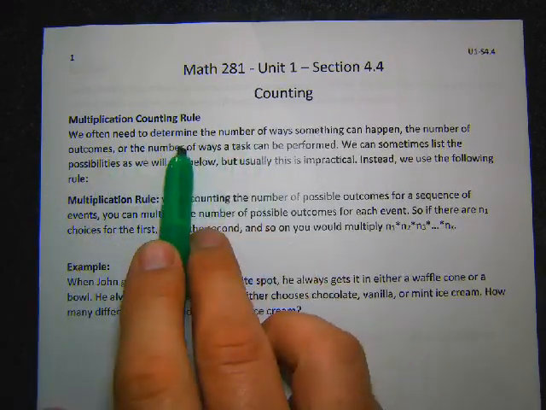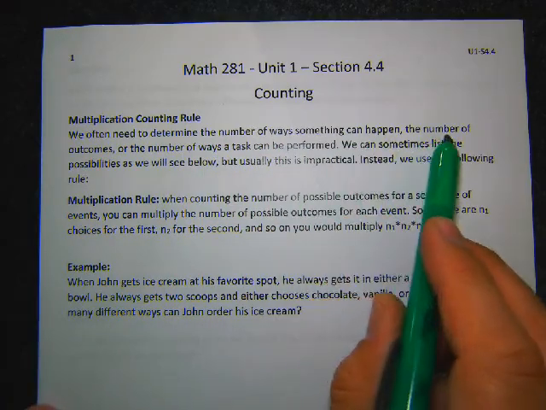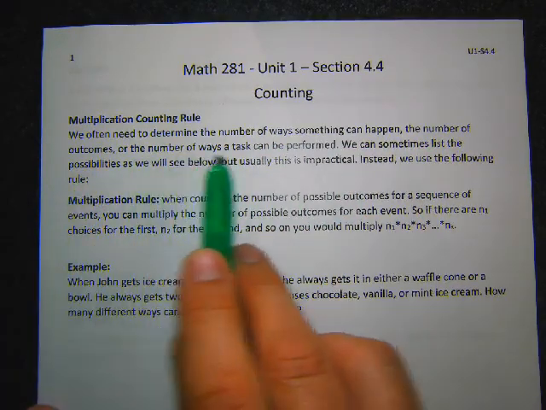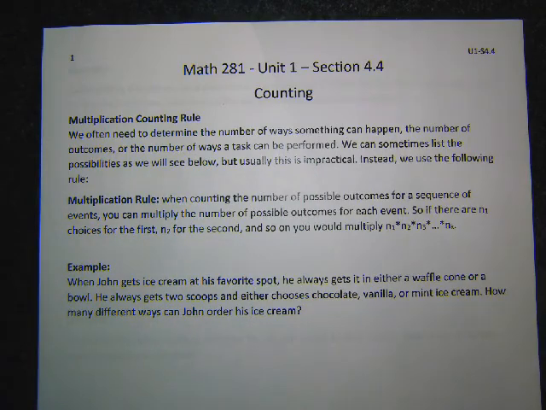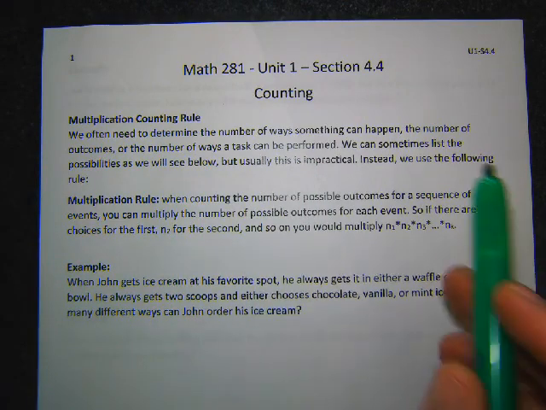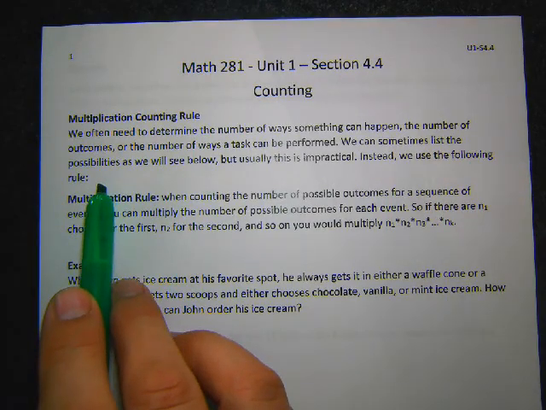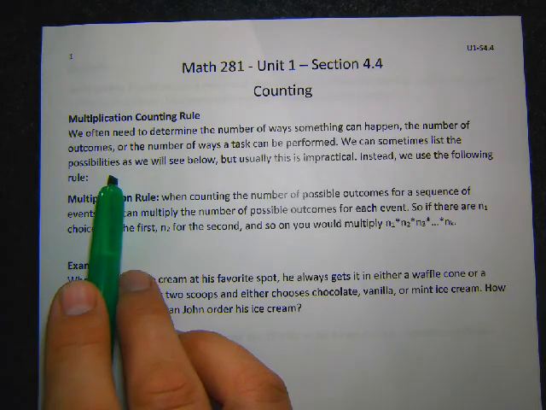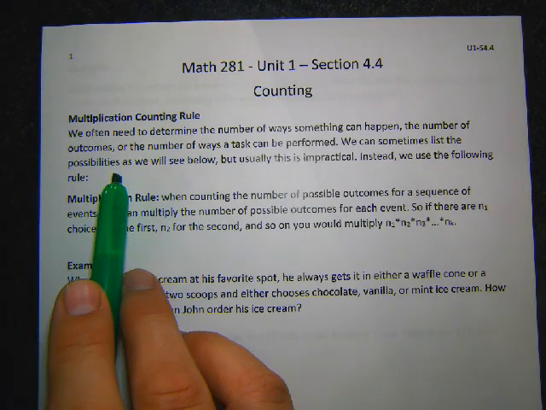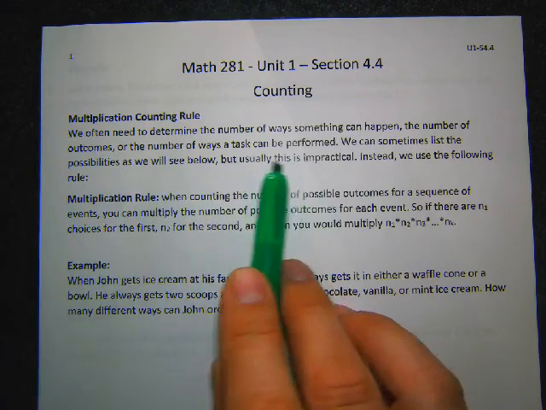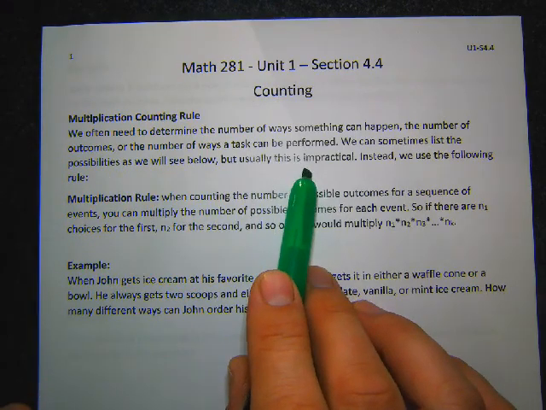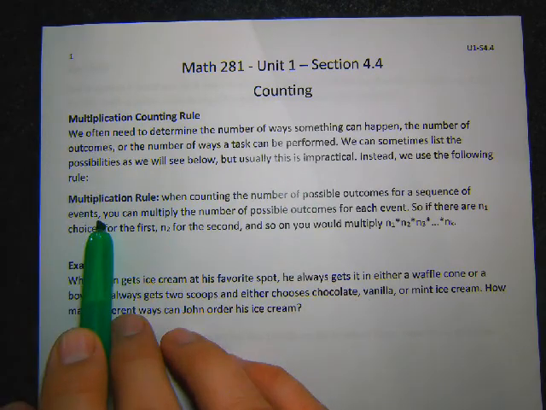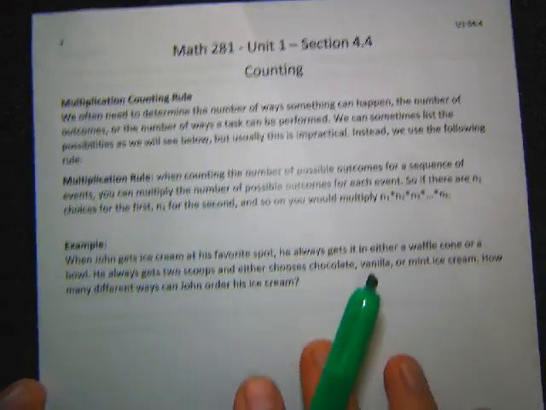A lot of times we have to look at the number of ways something can happen, the number of possible outcomes, the number of ways a task can be performed. Sometimes you can list the possibilities, and we saw that in the previous sections, but lots of times you can't. So in this section, we're learning techniques to calculate the number of possibilities when it's impractical to list them out and count them. The rule is mentioned here, but I want to show this example first without the rule, and then we'll see how the rule works.